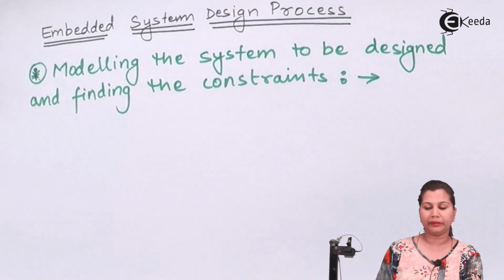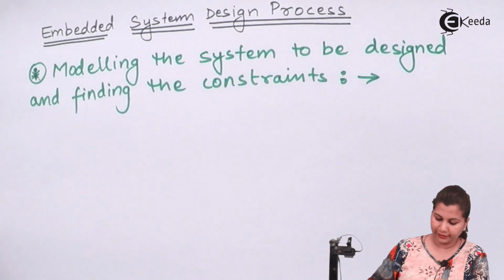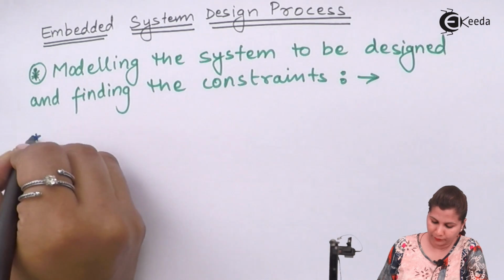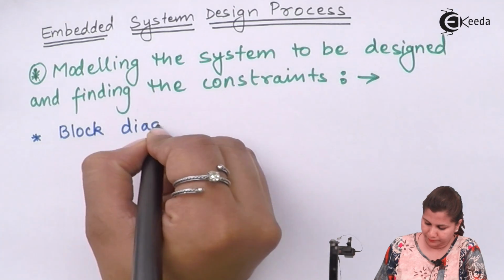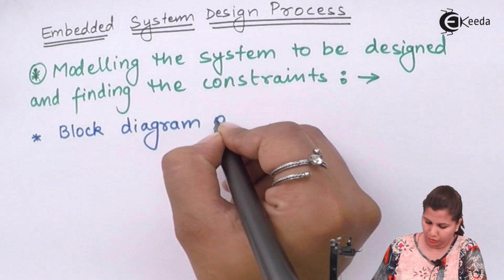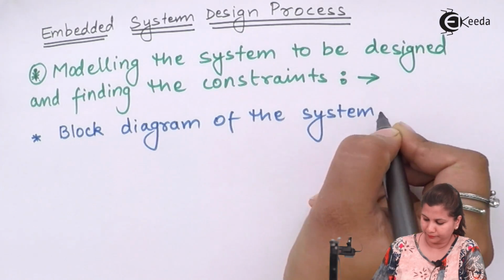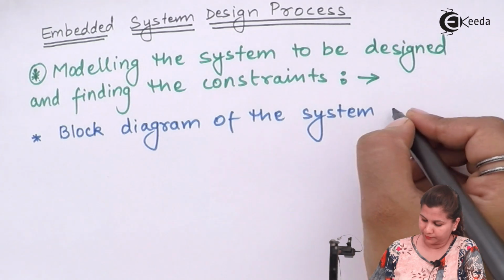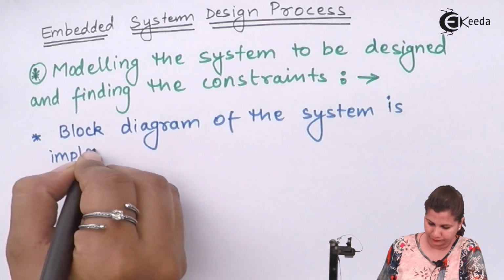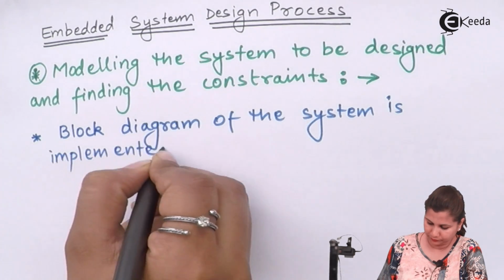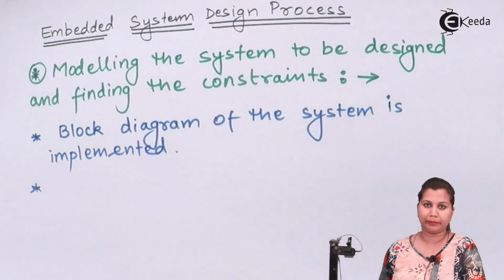So the first task will be modeling the system to be designed and finding the constraints. In that, our first step will be that the block diagram of the system is implemented. So first of all, we will draw the block diagram of the embedded system.